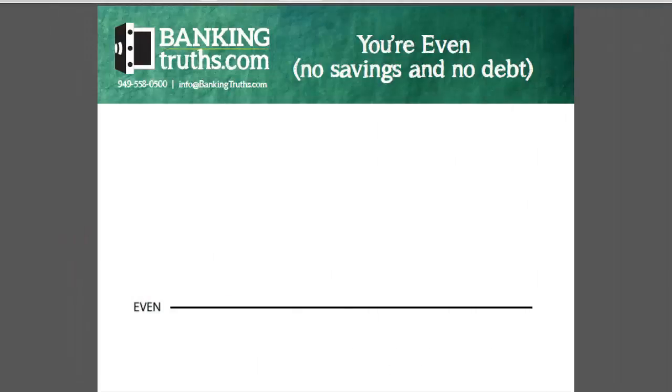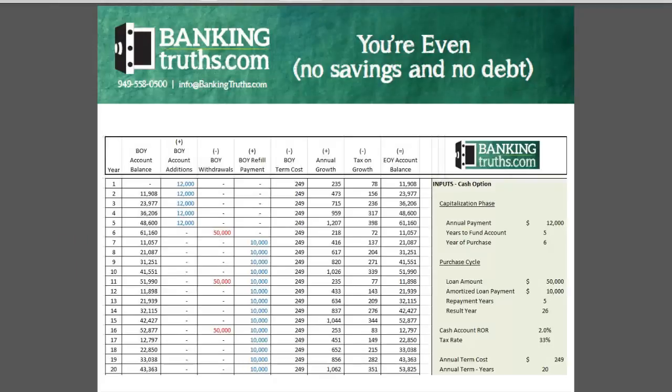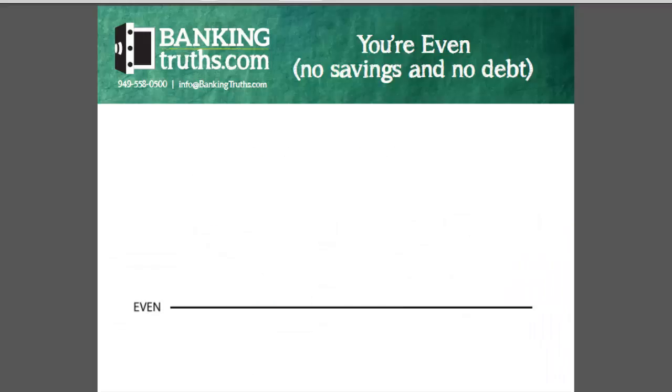So before looking at columns of numbers to validate the banking strategy, it's first important to understand it from a conceptual standpoint. And this little story I call the buyer's dilemma, I think best describes it. It's really simple and it starts with the even line down there at the bottom in black where you have no savings or no debt.